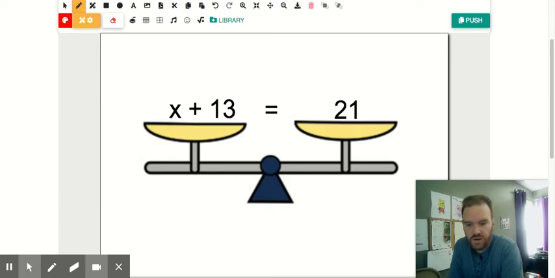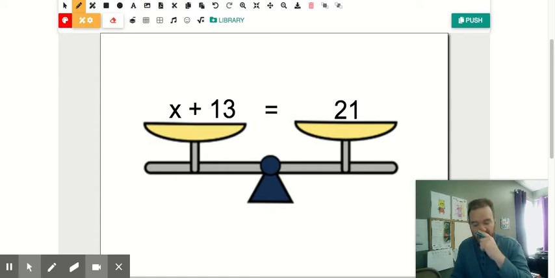Okay, so we're going to go ahead and see this balance scale in action when it comes to math and solving our equations. Here I have x plus 13 equals 21. Right now that scale is balanced, nice and even, and we know it's balanced because we have the equal sign here. That equal sign tells us that whatever's on one side is the same as what's on the other side.